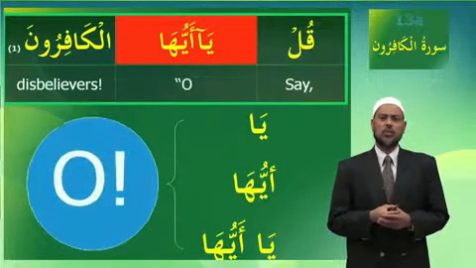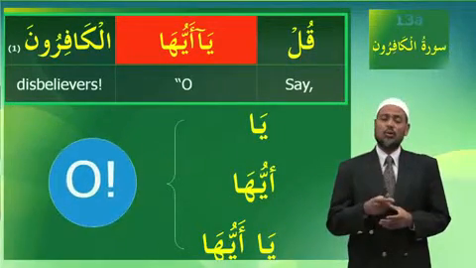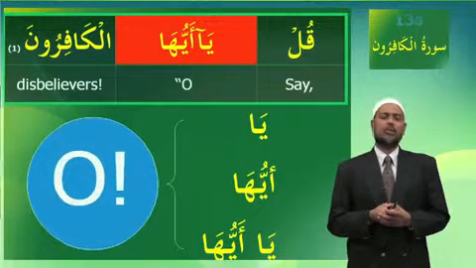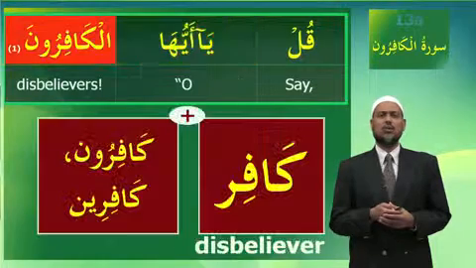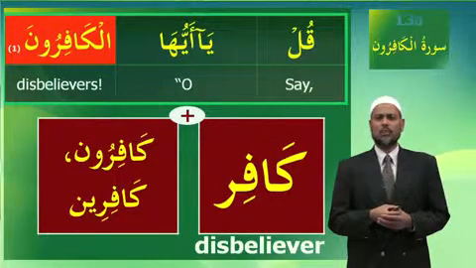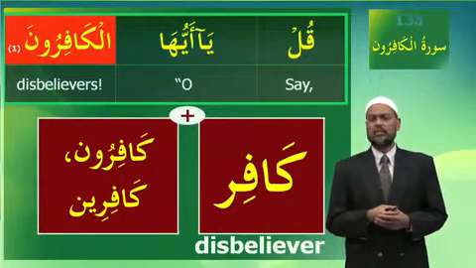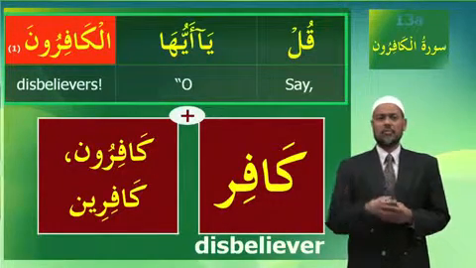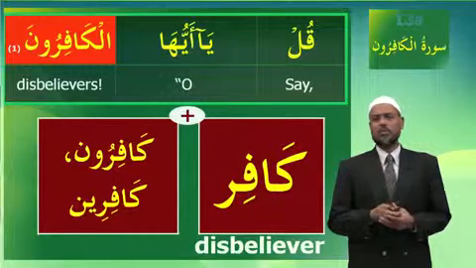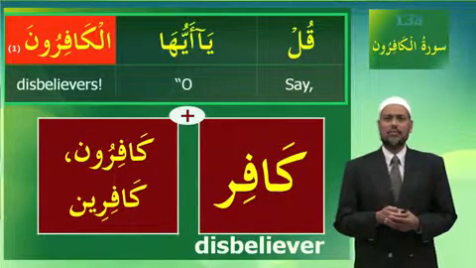Ya Ayyuha means O. It comes in the Quran hundreds of times. Ya Ayyuha, O, Al-Kafirun. Kafir is disbeliever, denier, rejecter, the one who rejects. The plural of kafir is kafirun, kafirin. So here we have Qul Ya Ayyuha Al-Kafirun.